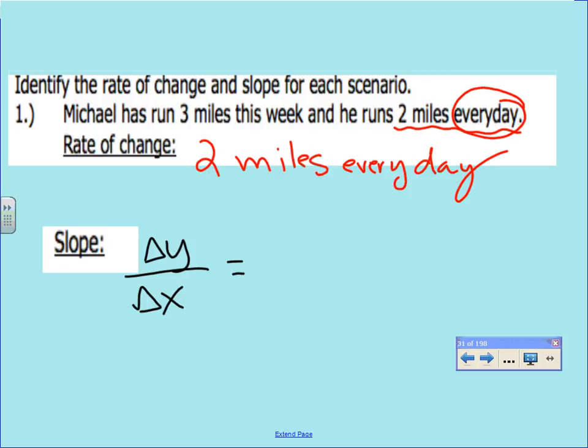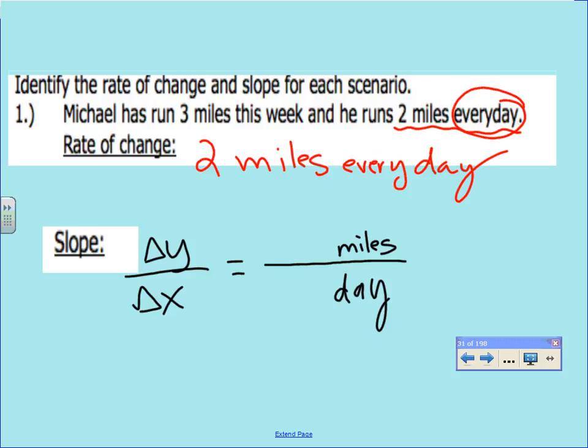Jared? Good. So y is the miles. I'm just going to put miles here for now. And what is the x? What is the x in this problem? Eric? Okay, so be specific, though. So is x miles or day? Okay. So from what we did yesterday, Y is miles, X is days. So you need to make sure you have the correct Y and correct X next.